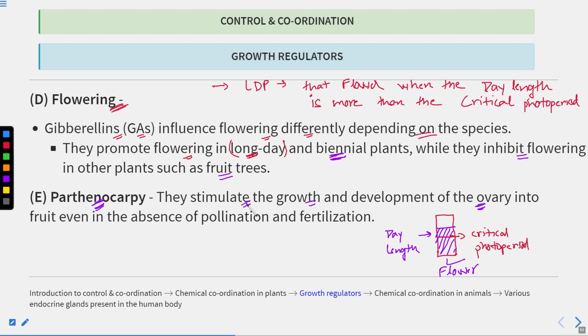Here I've written: they stimulate the growth and the development of the ovary into the fruit, even in the absence of pollination as well as fertilization. So simply we can write that gibberellic acid induces or promotes parthenocarpy. Because of this, again, seedless fruit will be produced. For example, I've already shown you tomato and grapes. They are some of the plants in which seedless fruit can be produced using auxins as well as gibberellins. Clear?